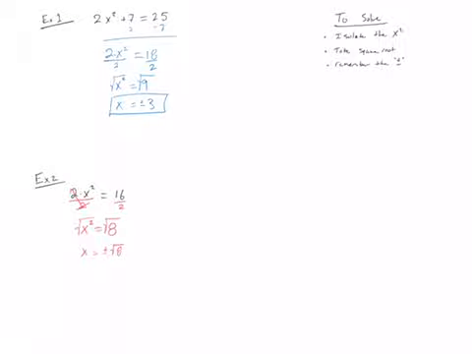I'm leaving it square root of 8 because 8 is not a perfect square. However, I'm remembering that 8 is the same thing as 4 times 2. And I picked 4 times 2 because 4 is a perfect square. So I could write the square root of 8 as the square root of 4 times 2, or the square root of 4 times the square root of 2. And the square root of 4 comes out to just be 2, so this is 2 square roots of 2. So x is equal to the plus or minus 2 square roots of 2.